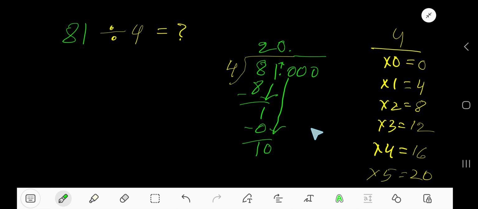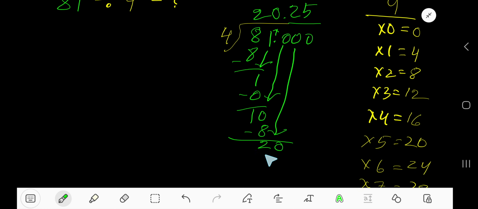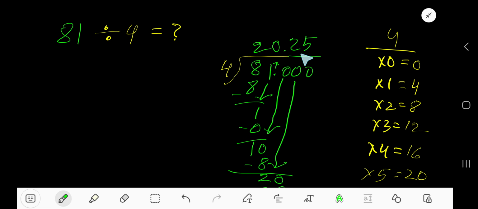4 goes into 10 how many times? 3 times is 12, which is greater, so 2 times. Write 2. 2 times 4 is 8. Subtract, 2. Bring down another 0, 20. 4 goes into 20 how many times? 5 times. 5 times 4 is 20. Subtract, 0. So your answer is 20.25.